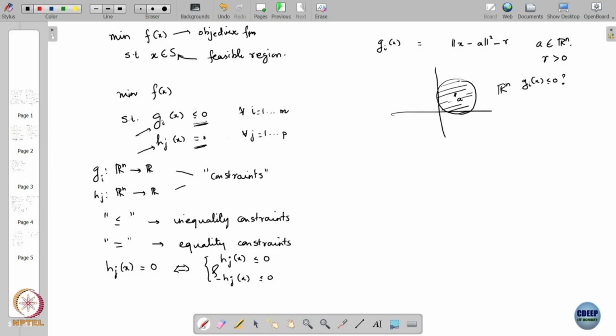Now, what if I had a function h_j(x), which is norm of x minus a the whole square minus r, and I look for the region h_j(x) equal to 0? What sort of x's are these? This is only the shell, right.